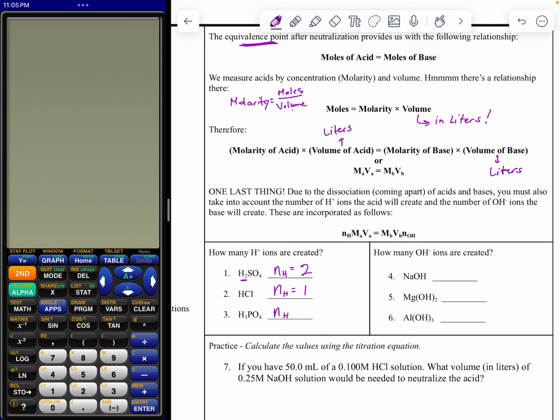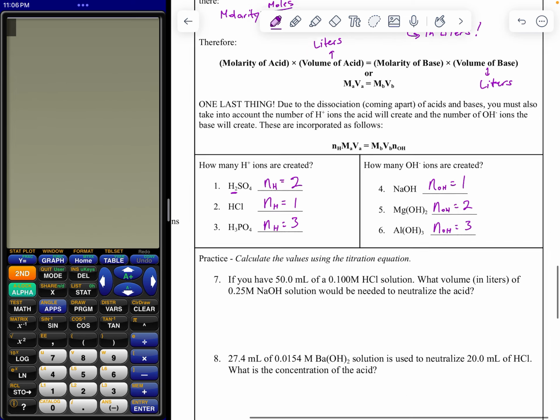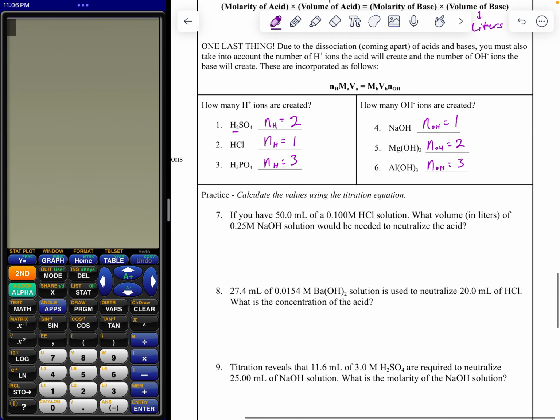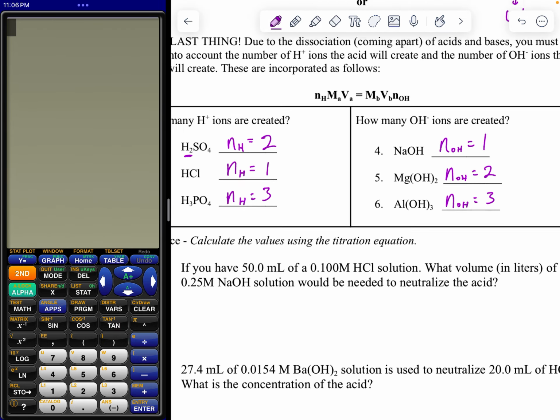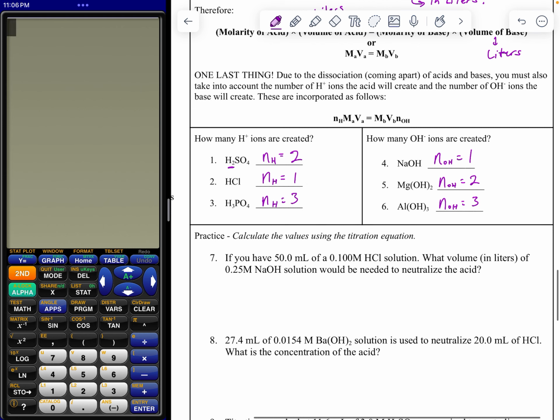We do the same thing here. That's a 3, right? And we do the same thing over here based on the OH ion amount. So N_OH is going to be 1. In this case, it will be 2. And in this case, it will be 3. So that's just another wrinkle that we add to our titration equation, as we'll call it.